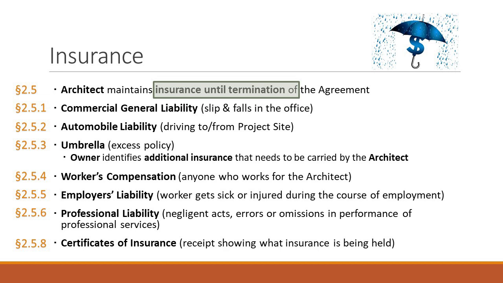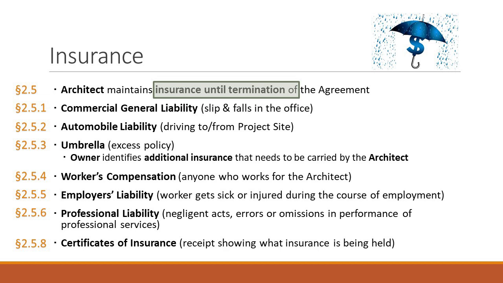Contractors are the exact opposite. Commercial general liability is the most important for them, but for the architect, you need to carry it, though it's not as relevant for the project. What other kind of insurance? You need to have auto insurance, because you're going to be driving to and from the project site. If somebody gets in a car accident in the course of their work, you need to have that insurance.